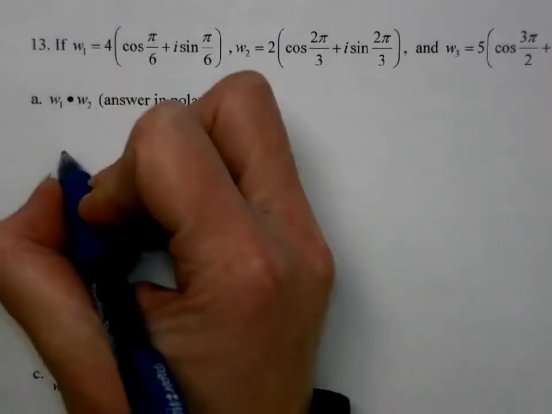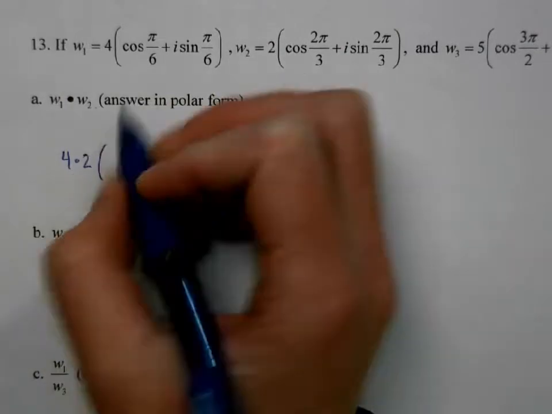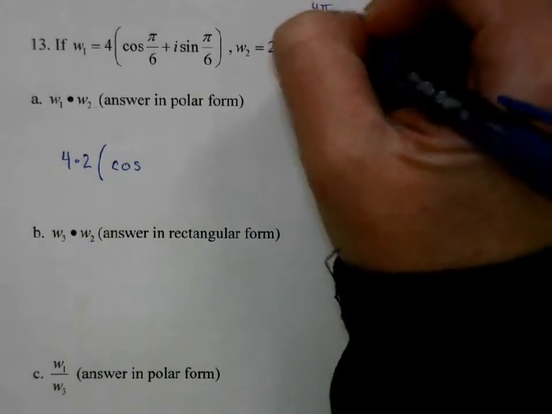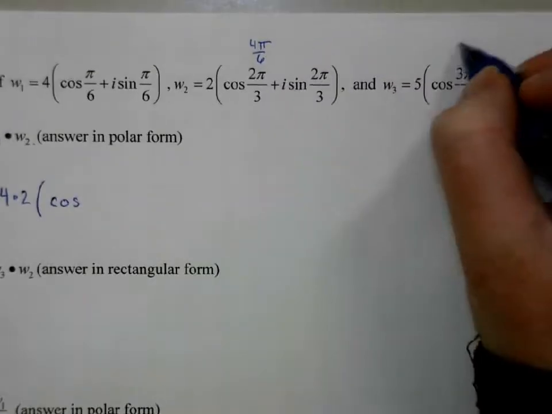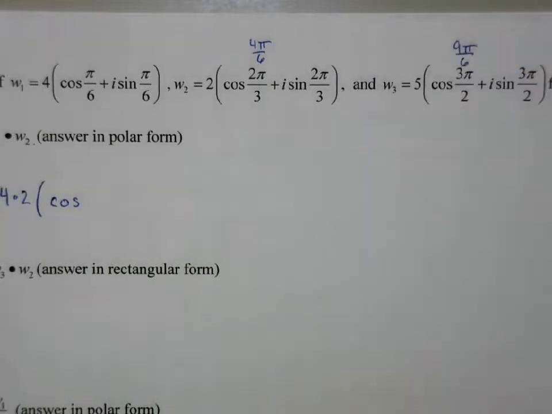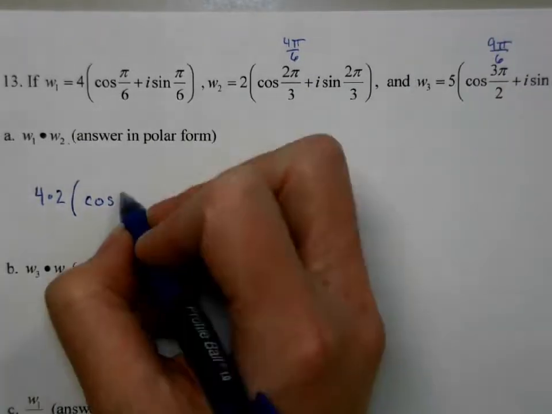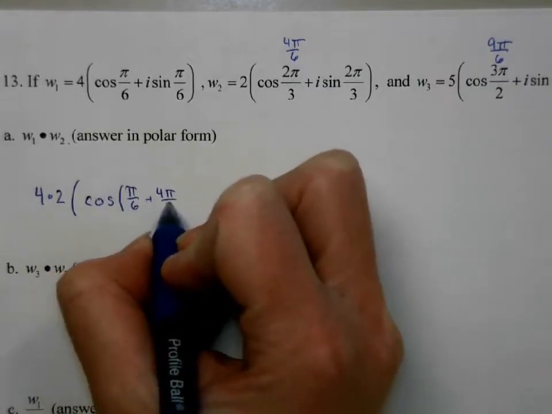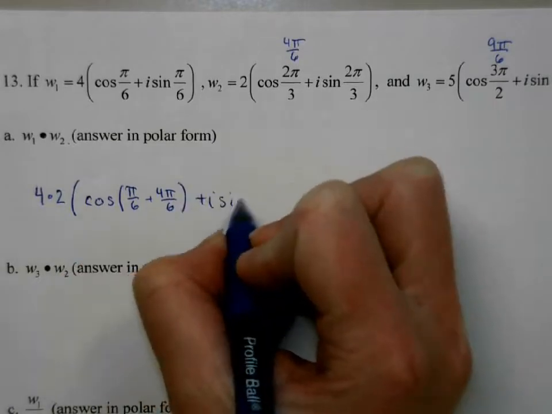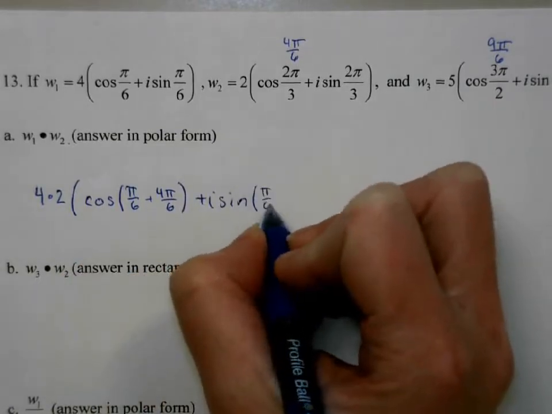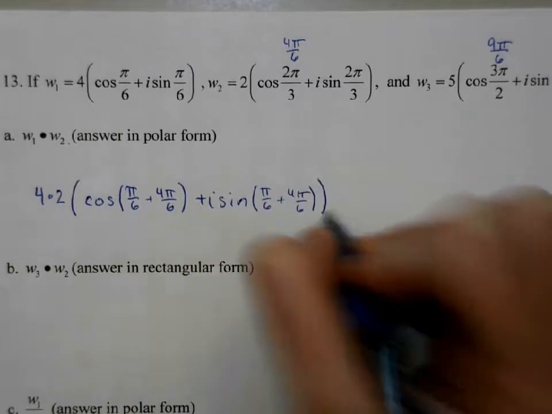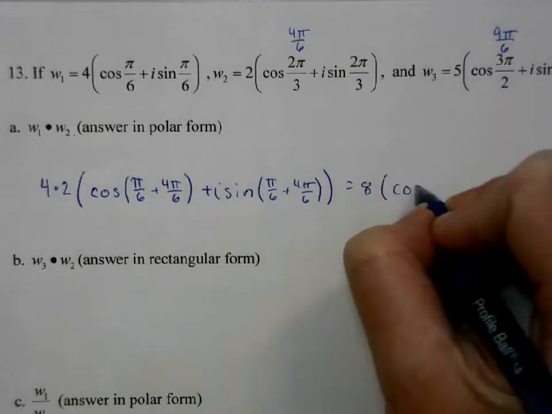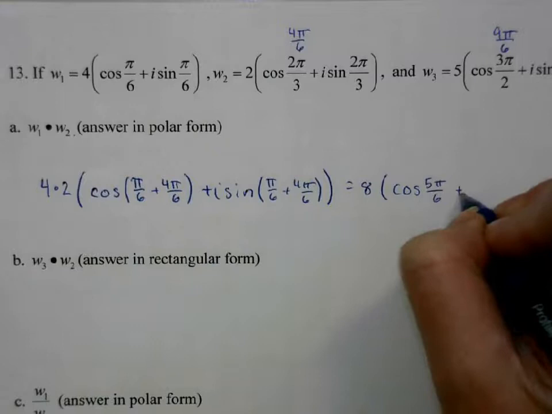So pi over 6, I'm going to go ahead and write this as 4 pi over 6, and then this one's going to be 9 pi over 6 when we need a common denominator. So we're going to add the thetas, which are pi over 6 plus 4 pi over 6, plus I sine pi over 6 plus 4 pi over 6. And then simplify. So 4 times 2 is 8 cosine 5 pi over 6 plus I sine 5 pi over 6. Okay, we want our answer in polar form, so we are done.